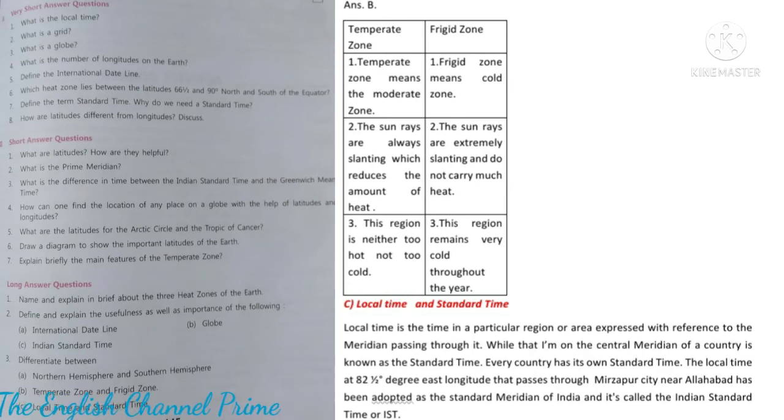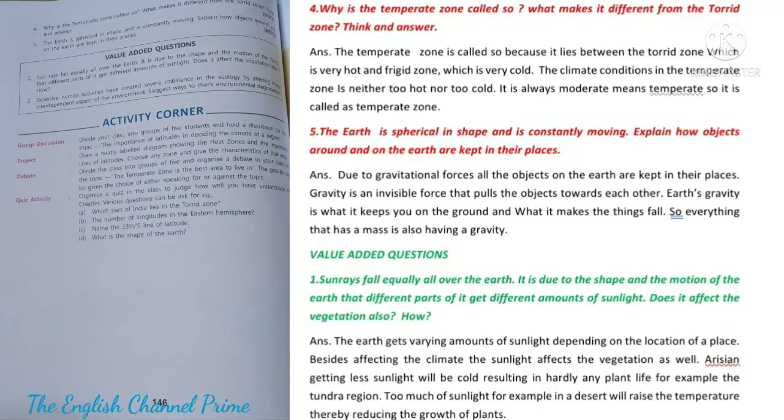Done. C. Local time and standard time. Answer. Local time is the time in a particular region or area expressed with reference to the meridian passing through it, while the time on the central meridian of a country is known as the standard time. Every country has its own standard time. Done.